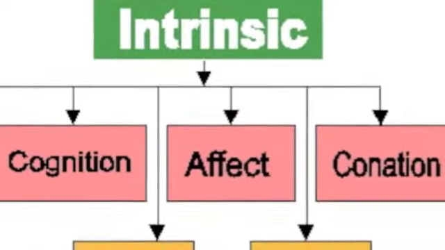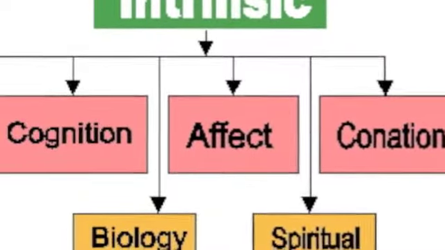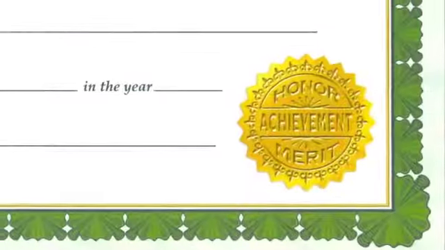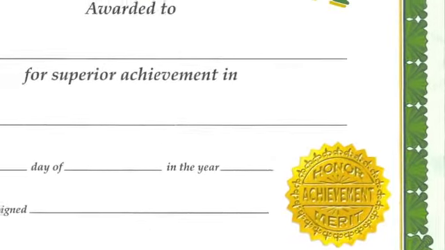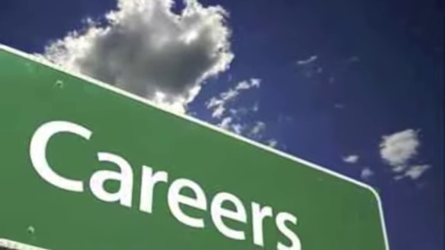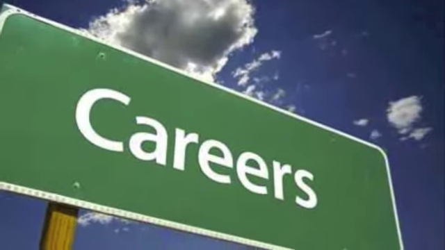Intrinsic value is when students are interested in the curriculum and find enjoyment in the task. Attainment value is when students receive a sense of achievement upon completing the task. Lastly, utility value is when students find that the task will benefit one's career or other personal goals.